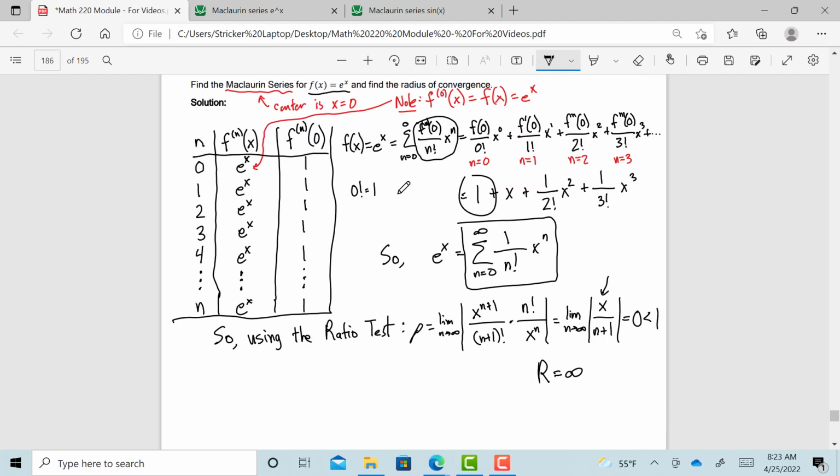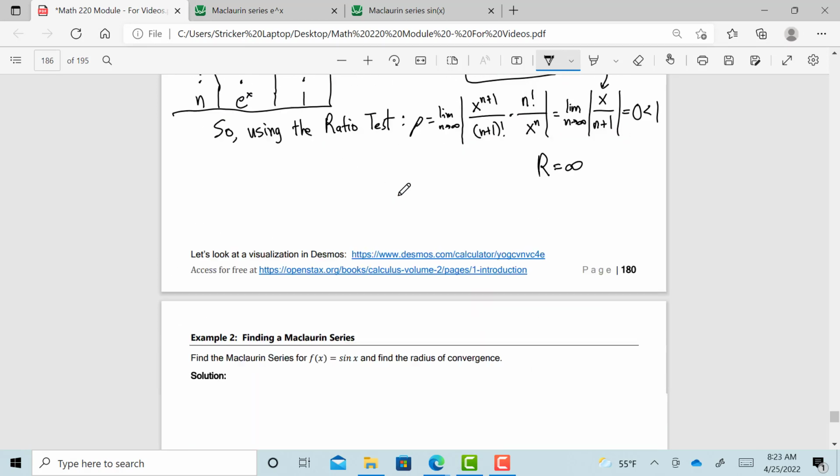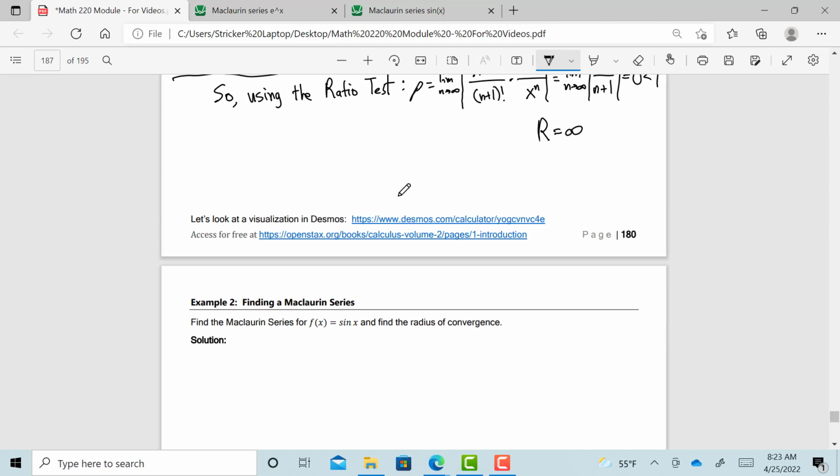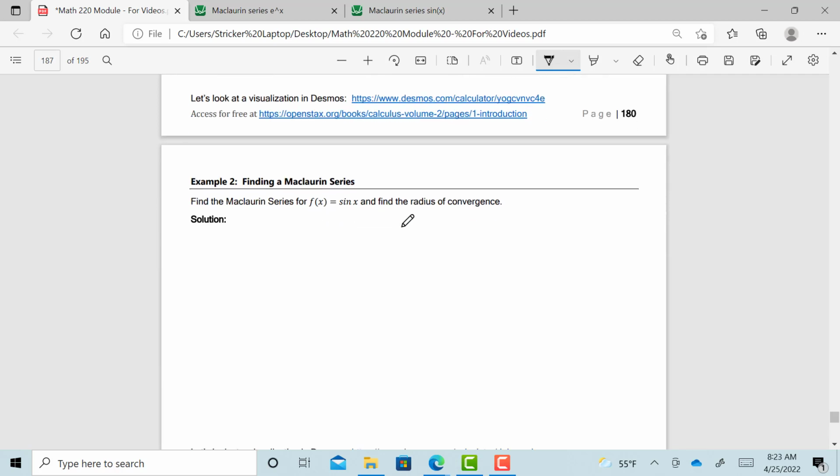Now what I would like to do is do one more of these, and then we'll go ahead and end this video. So example 2, find the Maclaurin series for f of x equals sine x and find the radius of convergence. So we're going to go through the same steps here.